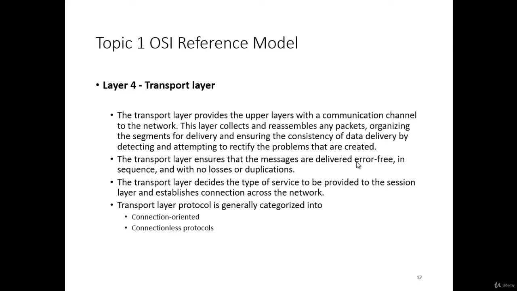Layer 4 Transport Layer. The transport layer provides the upper layers with a communication channel to the network. This layer collects and reassembles any packets, organizing the segment for delivery and ensuring the consistency of data delivery by detecting and attempting to rectify the problems that are created. The transport layer ensures that the messages are delivered error-free, in sequence and with no losses or duplications.